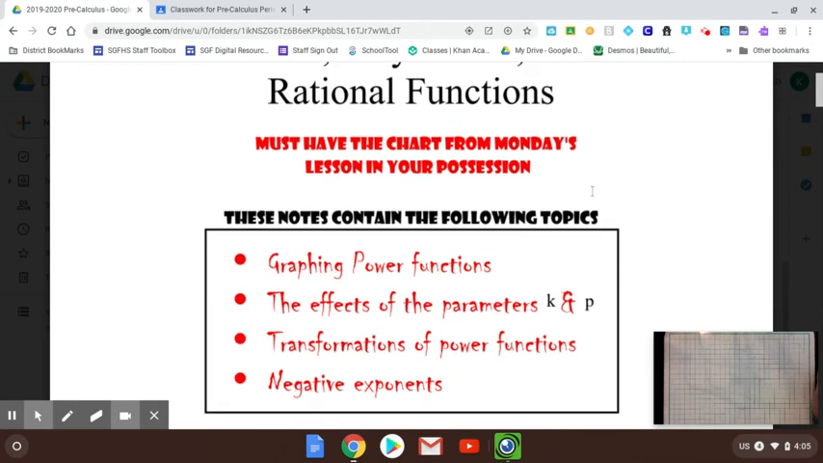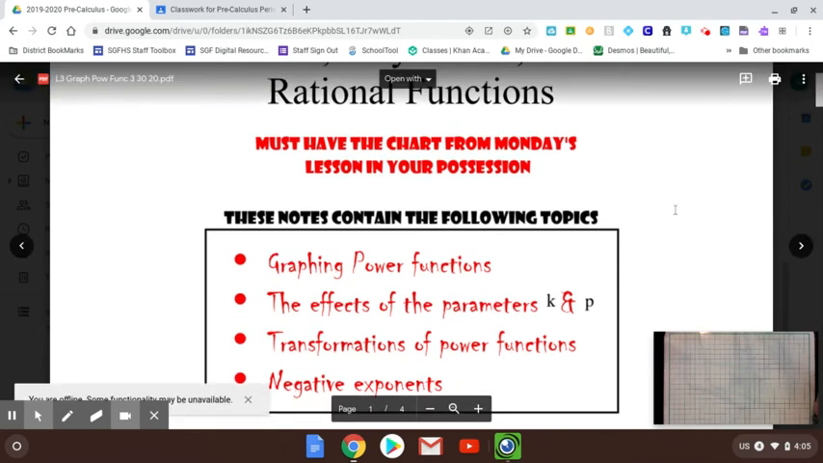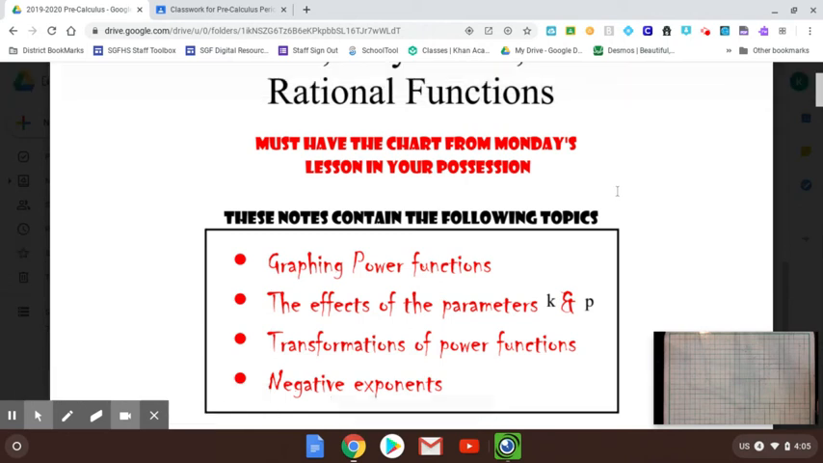Here's the deal. Power functions, the chart: 7 out of 18 of you did the chart on power functions. To those 7, this is for you. Thank you, muchas gracias. Thank you. To the rest of you, get them in.